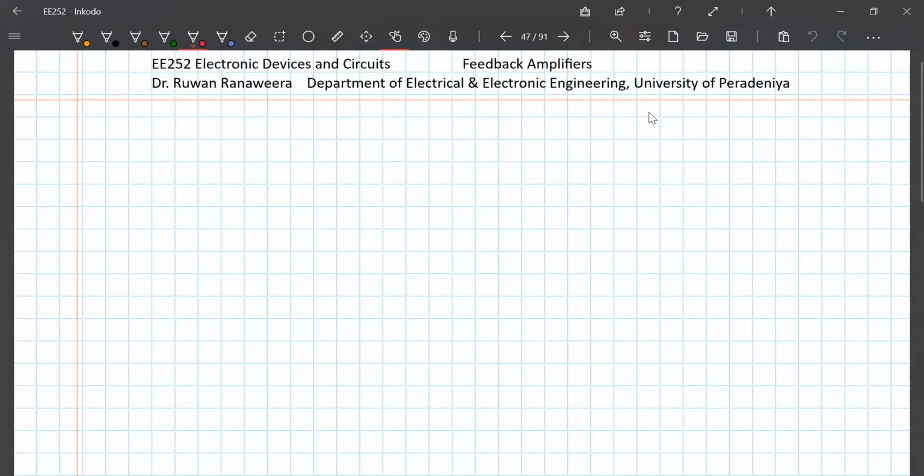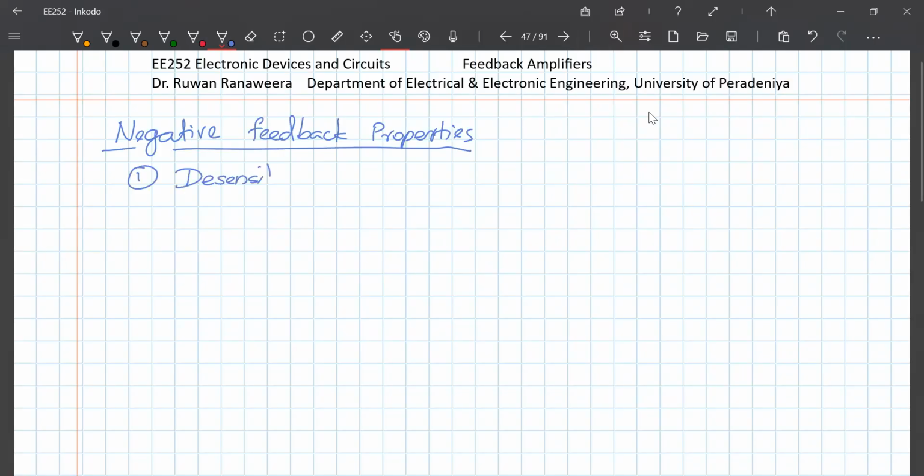This is what we call negative feedback. Negative feedback properties. We mentioned this earlier also, but let me state them again. Number one is desensitized gain. What that means is gain is less sensitive to variations of circuit components.